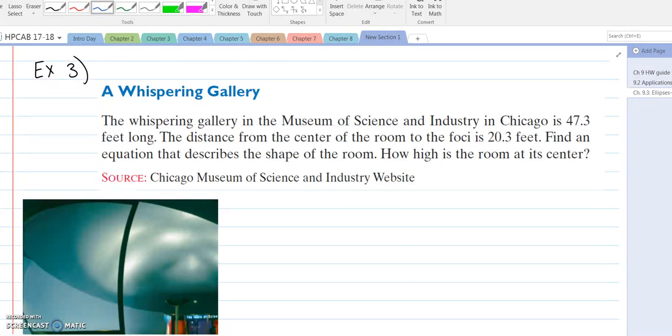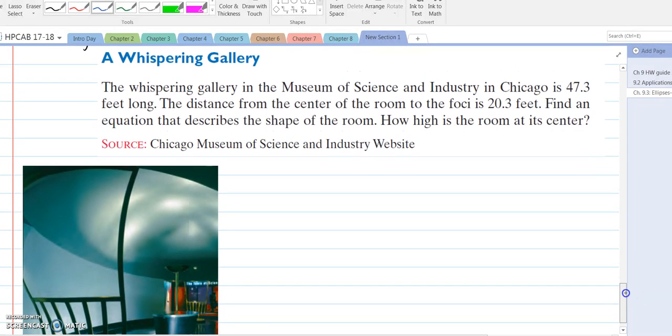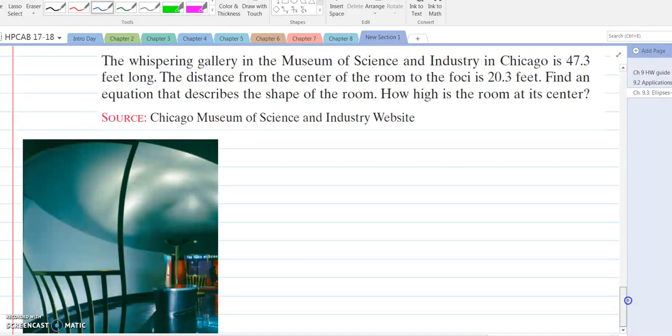Those points are kind of valuable, meaningful points. So, the Whispering Gallery in the Museum of Science and Industry in Chicago is 47.3 feet long. There's a picture of it, with those 2 points where you can hear everything. And the distance from the center of the room to the foci is 20.3 feet. Find an equation that describes the shape of the room, and then how high is the room at its center.